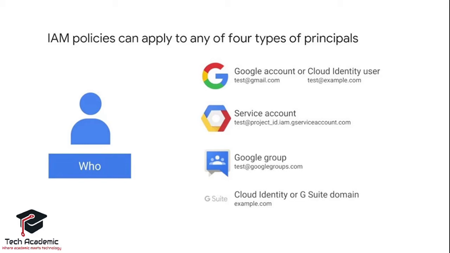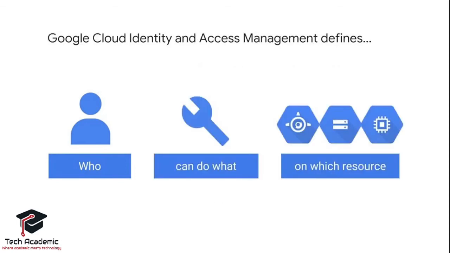Next comes can do what. IAM roles are collections of related permissions, and the can do what part is defined by an IAM role. An IAM role is a collection of permissions. Most of the time, to do any meaningful operation, you need more than one permission. For example, to manage instances in a project. What an instance is will be discussed in further videos.